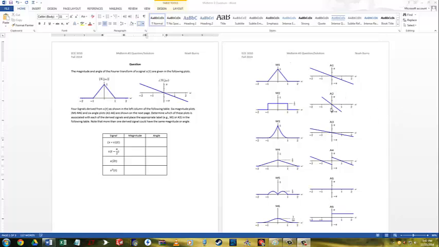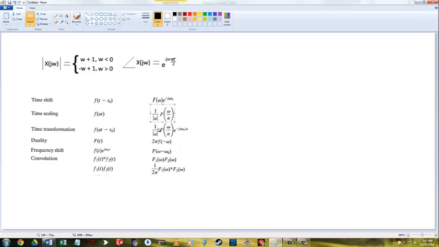So let's get started. I have a list of properties here of what we're going to need to start. These two pieces right here are just numerical representations of the magnitude and the angle response. And then this is just a table of the properties that we are going to need to be able to do the question.